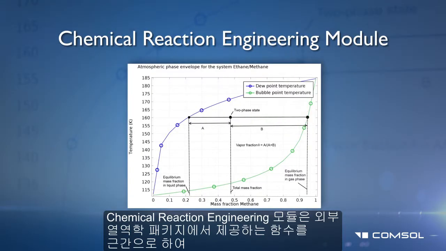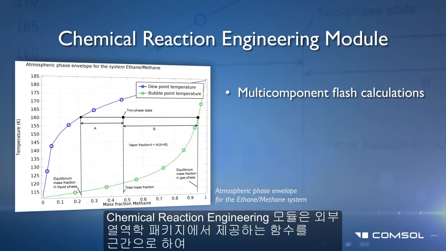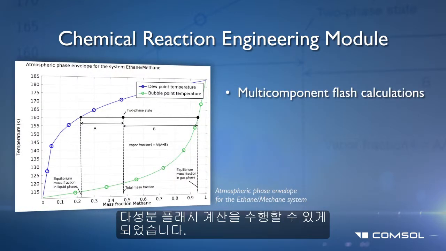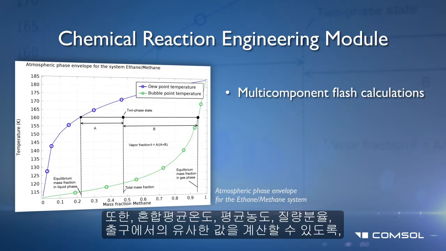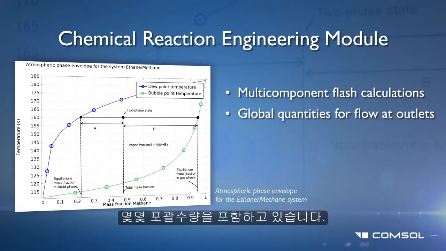The chemical reaction engineering module includes the ability to perform multi-component flash calculations based on functions from external thermodynamic packages. It also includes some additional global quantities for calculating cup mixing temperatures, average concentrations, mass fractions and the like at outlets.